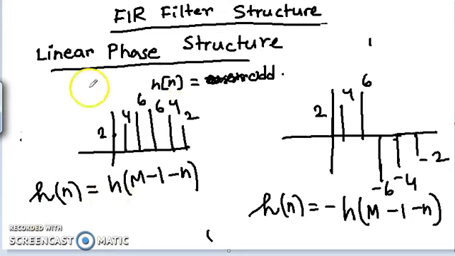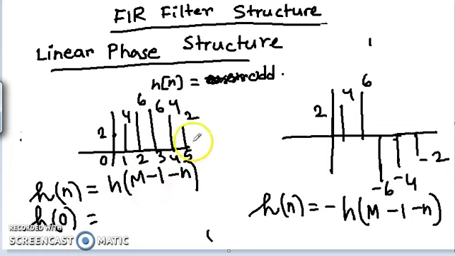What does this mean? Basically, look at the system I have drawn for the linear phase structure. Here, if you think of h0, this is 0, 1, 2, 3, 4, 5. M is here 6, that is 6 samples, so m minus 1 is 5. So 5 minus 0 is 5. That means the value of h0 will be equal to the value of h5.